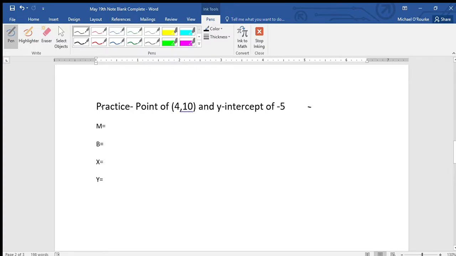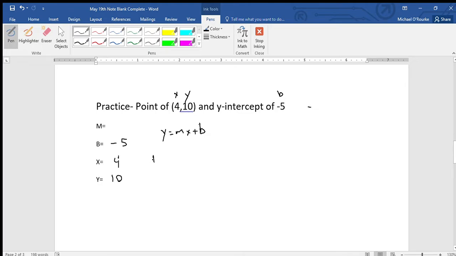So we have a point of 4, 10 and a y-intercept of -5. So remember, this is x, this is y, and our y-intercept is -5. That's going to be our b value. So I like to organize it like this. So let's put -5 there, 4 there, and 10 here. Then my equation is y equals mx plus b. Let's plug in everything we know. I need to slow down because there are going to be people doing their notes.